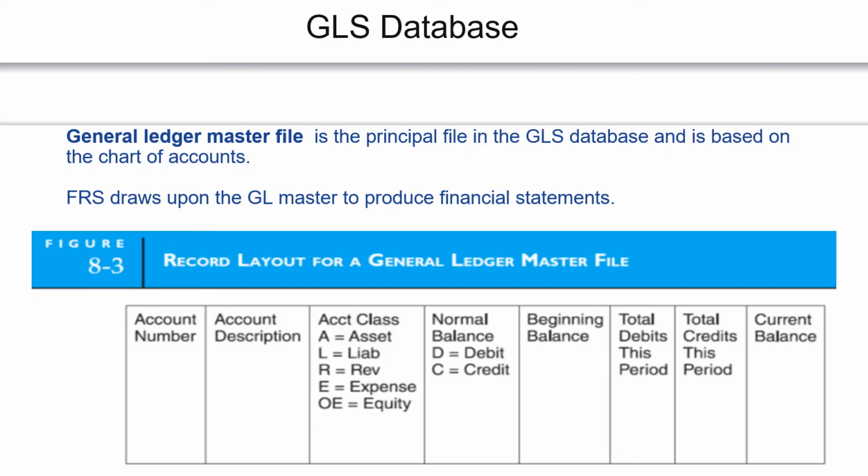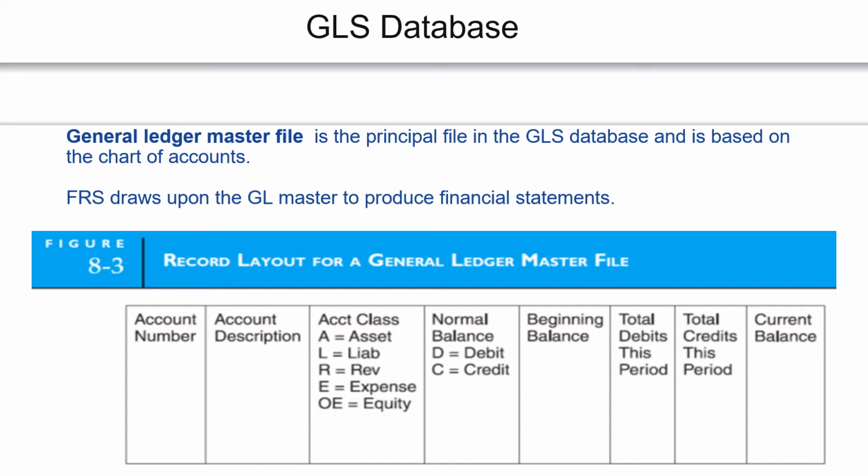Okay, so the general ledger system database, or the general ledger master file, is the principal file in the general ledger system database and is based on the chart of accounts. In the financial reporting system, the financial reporting system draws upon the general ledger master to produce financial statements. In other words, the output, or the updated master file of the general ledger, is the input for the financial statement reporting.